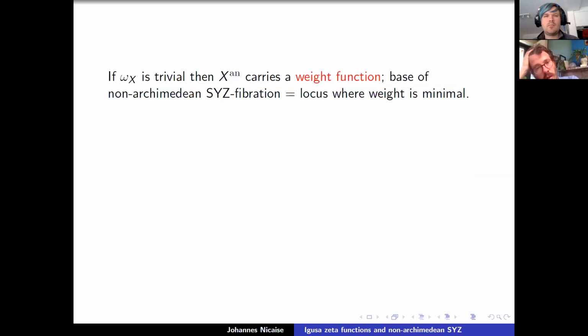Now, if X is Calabi-Yau, or more generally, when the canonical bundle of X is trivial, then one can define on this Berkovich identification of X a weight function, which is well defined up to an additive constant. And the base of the non-Archimedean SYZ fibration, this non-Archimedean picture that was proposed by Kontsevich and Soibelman, is precisely the locus where the weight function is minimal.